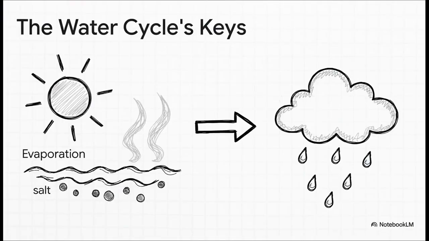It all really boils down to two key steps. First, you've got evaporation. The sun heats up the ocean and the water turns into vapor. Now here's the crucial part. All the heavy stuff like salt gets left behind. Then that pure water vapor rises up, gets cold, and boom, condensation. It turns back into liquid water and falls as clean rain.